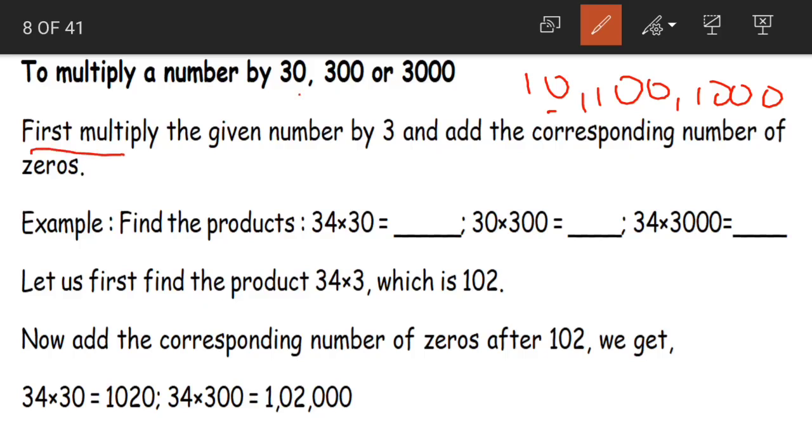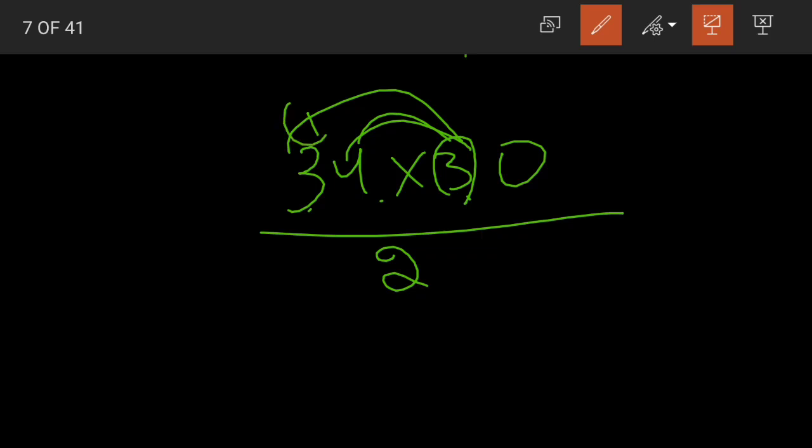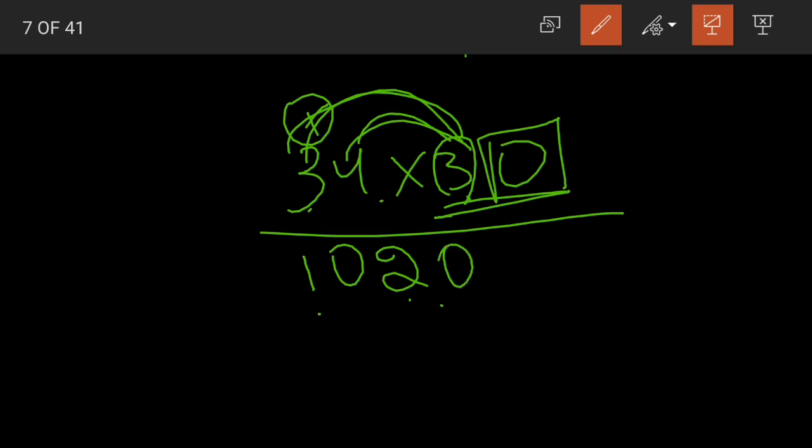Yes, so how to multiply? First multiply the given number by 3 and add the corresponding number of zeros. For example, find the product 34 into 30. Now how to multiply this means, first multiply 3 with 34. 3 fours are 12, 2 here 1 carried. Okay children, next 3 threes are 9 plus 1, 10. What did we get? We got 102 as the product. Now in 30 we are having 1 zero. So we'll place 1 zero to the right of the product. 1020 becomes our answer. Clear?